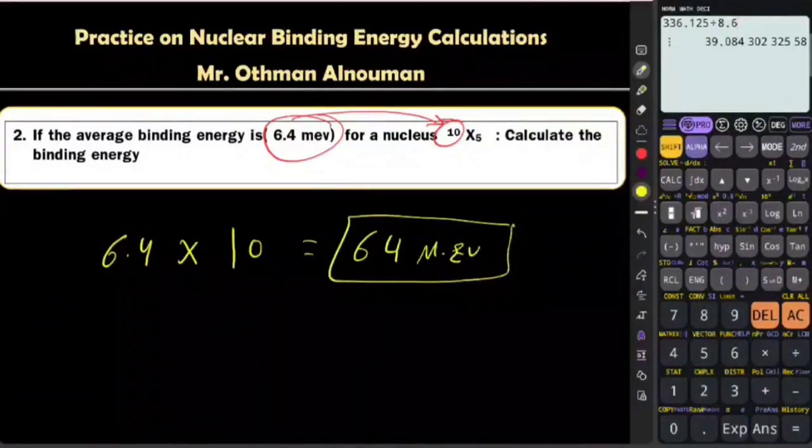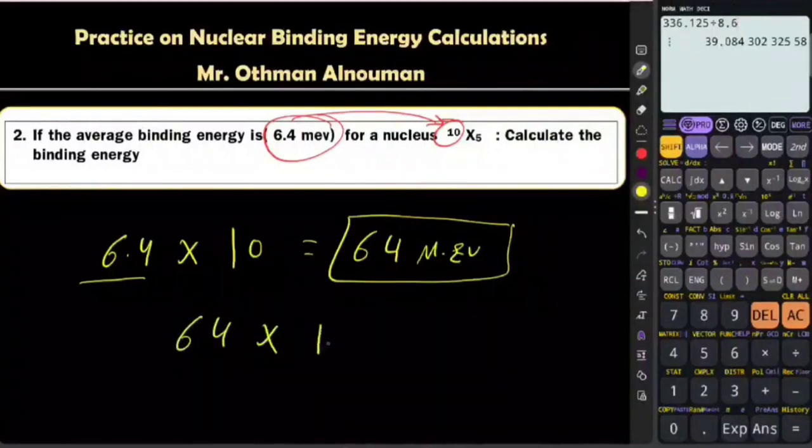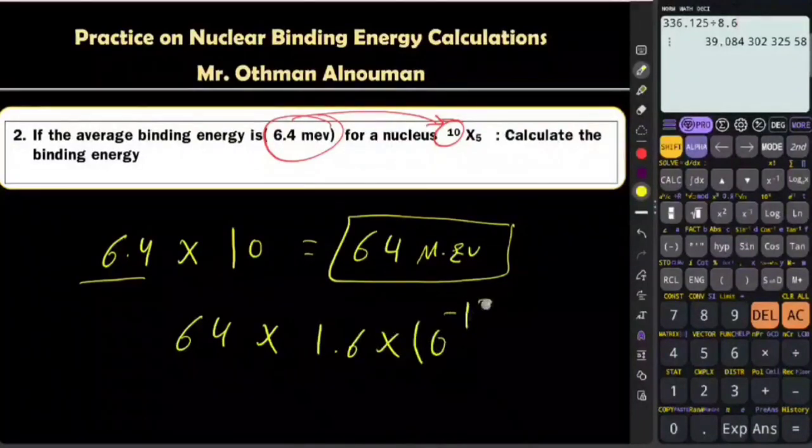We found it. So we got the average binding energy and we have the mass number, which is the nucleon number. We are going to multiply the average binding energy times the nucleon number to find the binding energy. If it asks you to convert it to joule, because this is million electron volt, if the question tells you what is the binding energy in joule, you are going to say 64 times 10 to the power of 6 times 1.6 times 10 to the power of negative 19 is going to give you the answer in joule.